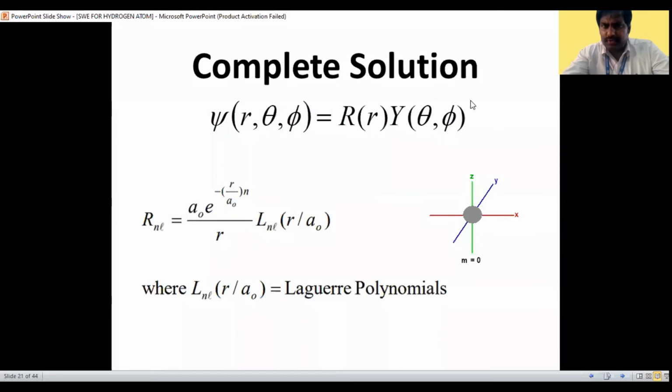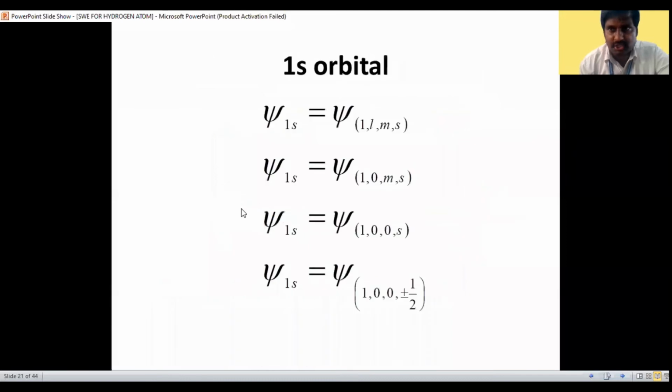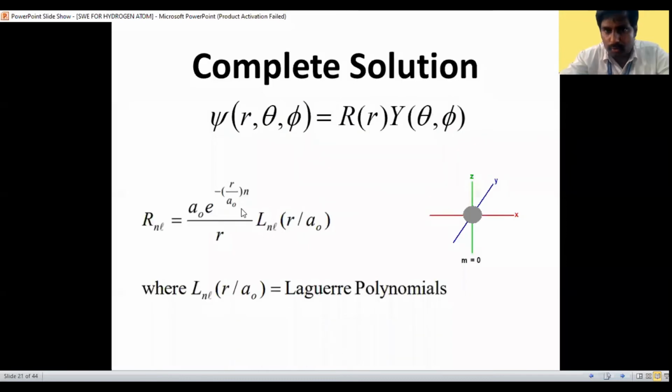The complete solution is psi of r, theta, phi equal to R of r and Y of theta, phi. So now let us see what the solution is for this capital R of r. Okay, capital R of r depends on the principal quantum number and the azimuthal quantum number, that is a0 into e power minus r by a0 into L. n is the principal quantum number, a0 is Bohr's radius, and here L is a Laguerre polynomial.